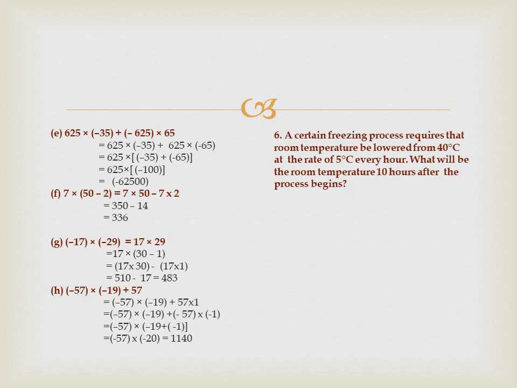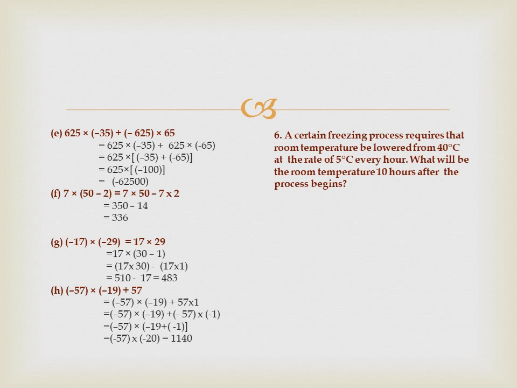Every hour 5 degrees Celsius is reducing. Like that, for 10 hours the temperature is to be reduced. Therefore, in total how much temperature is to be reduced? Every hour 5 degrees Celsius for 10 hours. Therefore, 5 degrees Celsius into 10 is equal to 50 degrees Celsius is to be reduced.